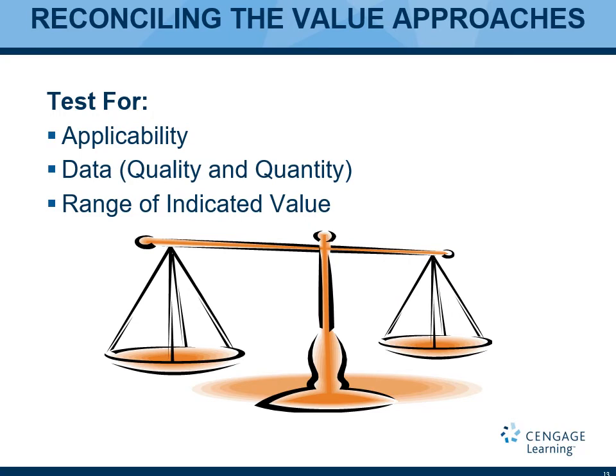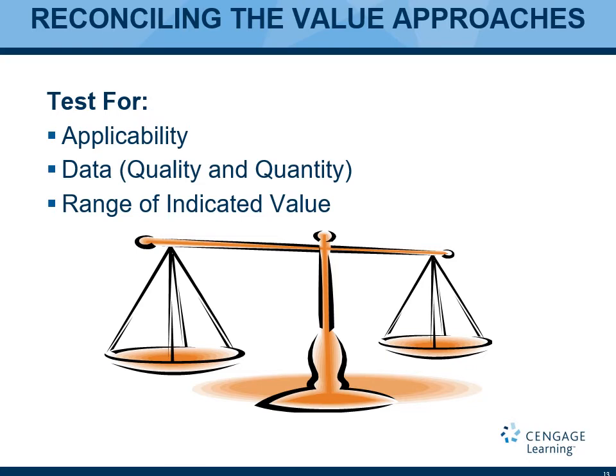Reconciling the value approaches, we want to test for applicability. Are we using the correct approach? If it's for a loan, someone is buying a house, they're obtaining a loan for that, obviously the most applicable approach is sales comparison. If it's an income producing property, it's going to be the income approach. So we're making sure that we're using the correct approach. Is all of our data quality data? Do we have enough data?